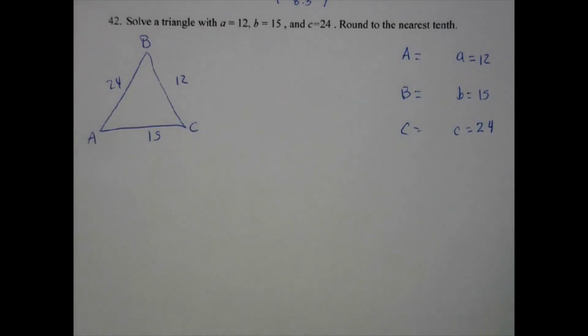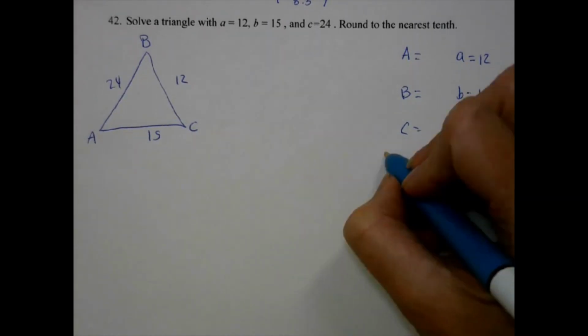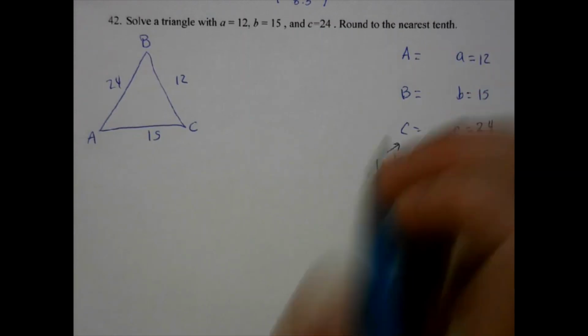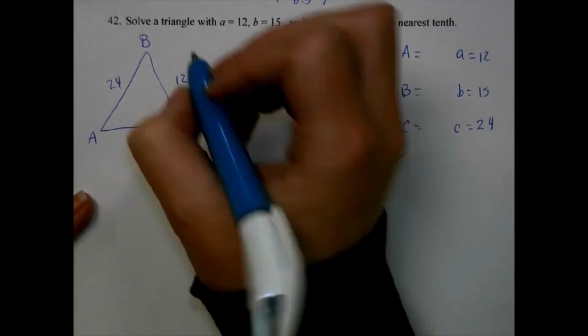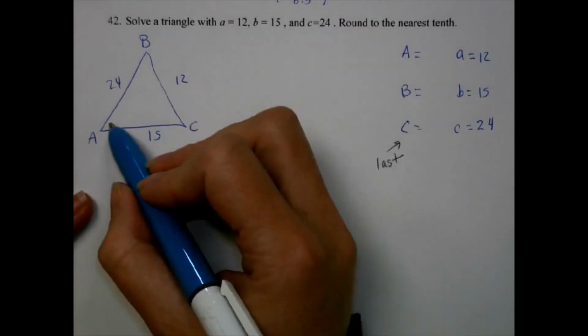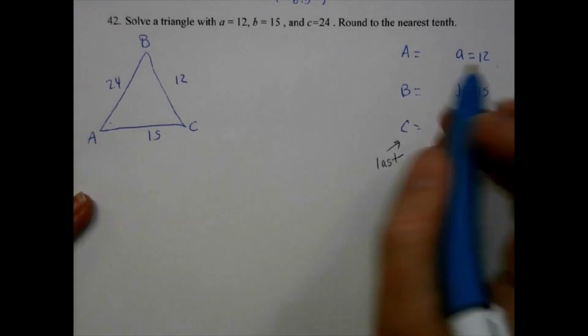Here's all our information. This one is going to be last. This one we're going to use the law of cosines to find the angle. So let's start with A. If I'm finding angle A, then 12 needs to be on this side of the law of cosines.